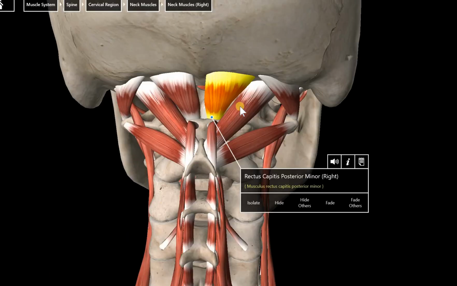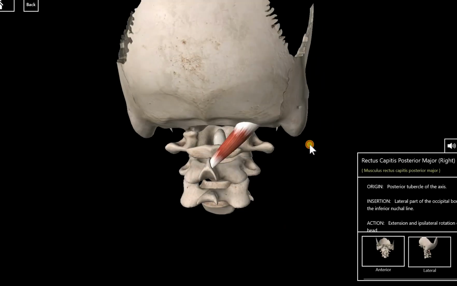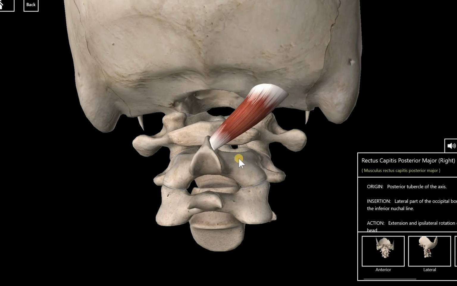Then we have the rectus capitis posterior major, because it is a bigger muscle. If we isolate it, you can see that this one actually goes from C2 up to the occiput. So origin is on the axis, or C2, and insertion is on the inferior nuchal line.